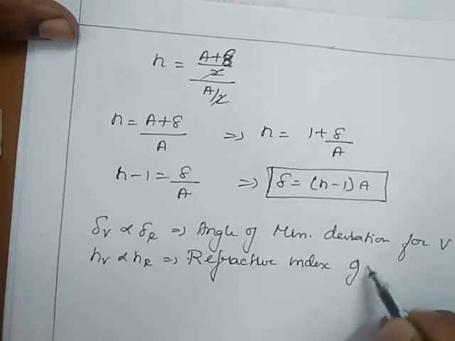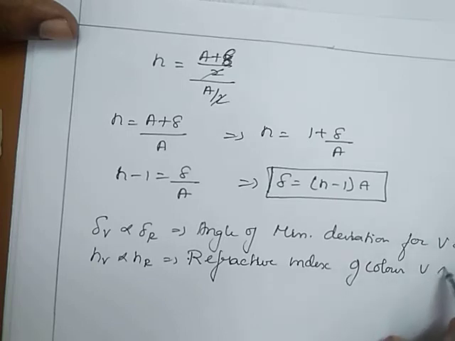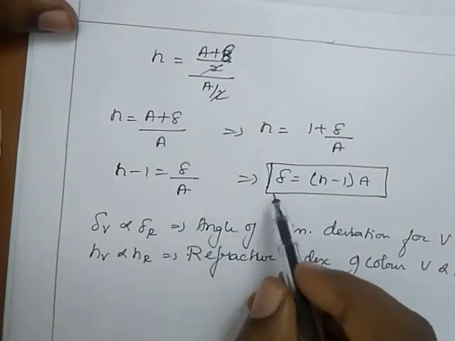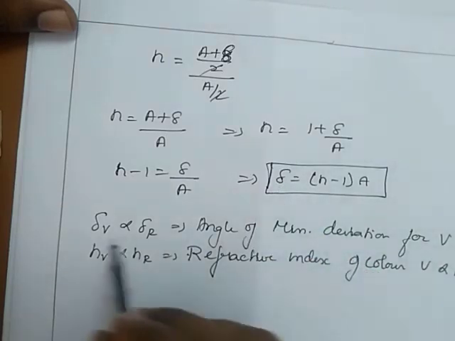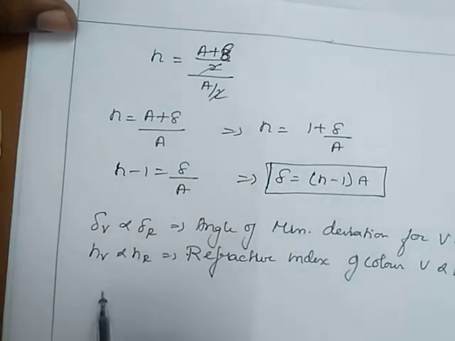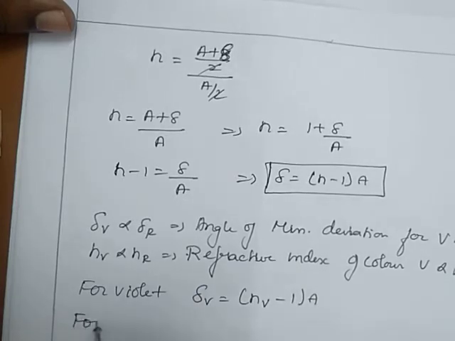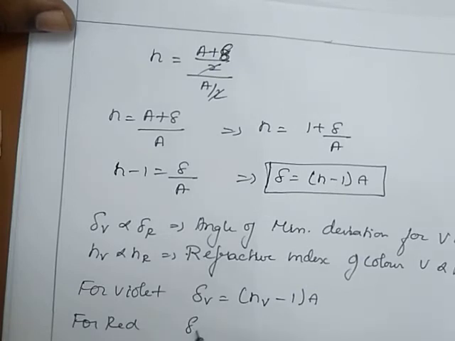Index of color violet and red. Then I am writing the angle of minimum deviation for violet and red. For violet, angle of minimum deviation δV is equal to (NV minus 1) into A. For red, angle of minimum deviation of red color is equal to (NR minus 1) into A.